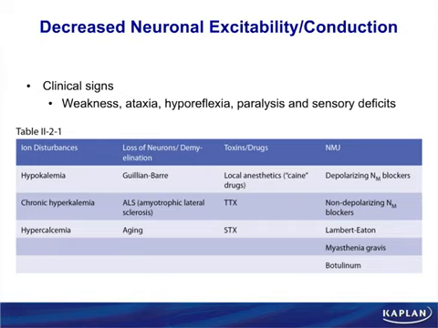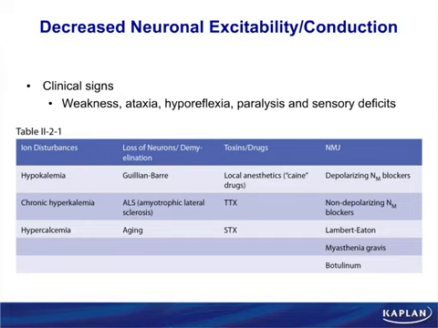Okay, let's do a quick little recap of things that we discussed. Let's talk about the idea of if we get a clinical vignette and they give us clinical signs like weakness, ataxia, hyporeflexia, or we got a little sensory deficit or paralysis. All of this suggesting decreased neuronal excitability or neuronal conduction. All right, we have to create a differential for every question, right? Every question we get a differential.